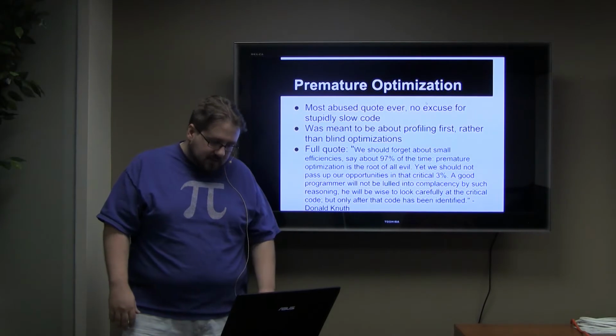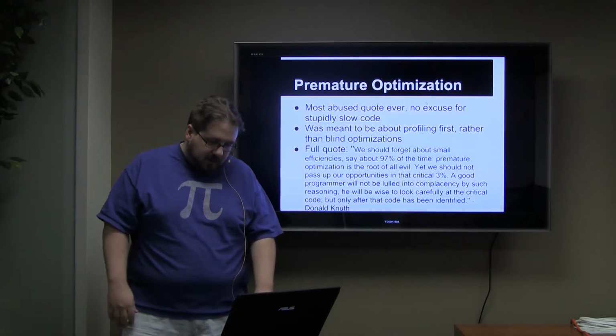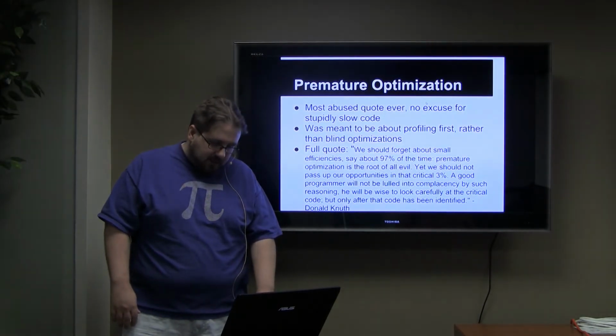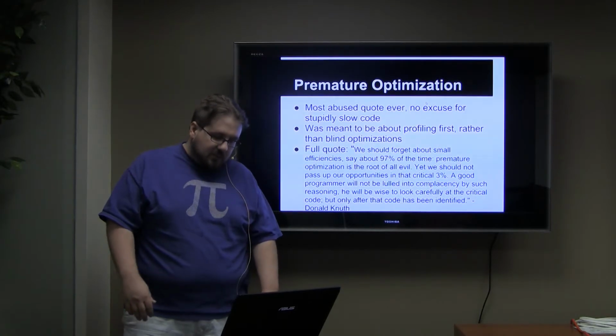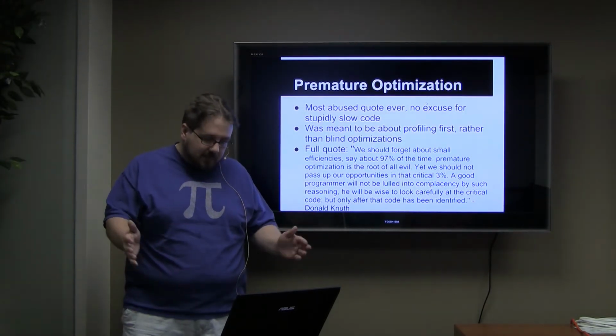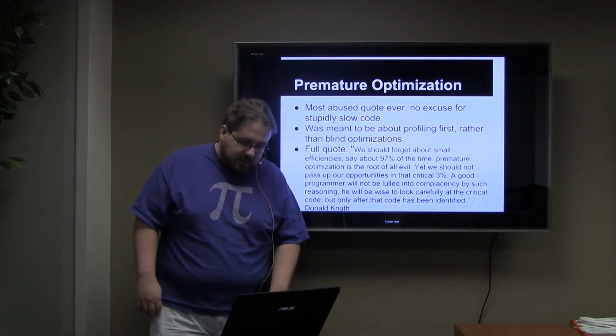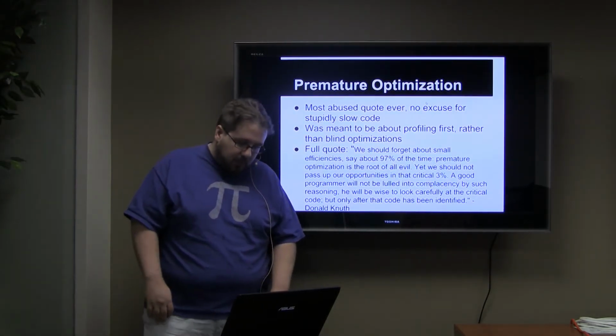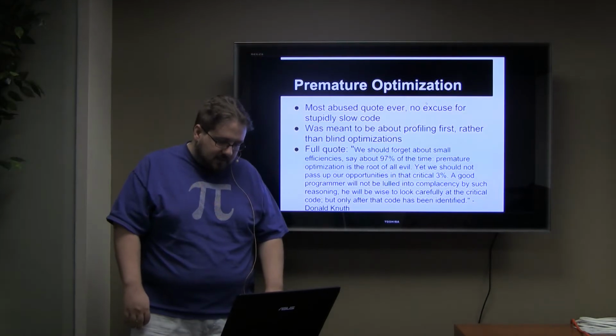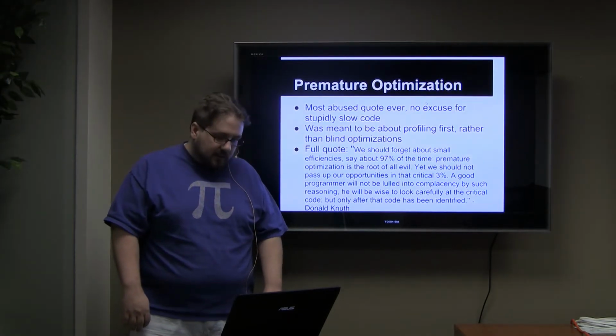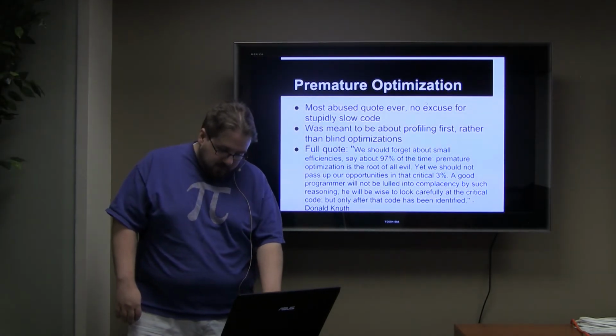So the full quote is actually, we should forget about small efficiencies, say about 97% of the time. Premature optimization is the root of all evil. That's usually all that people say, that little part. Yet we should not pass up our opportunities in that critical 3%. A good programmer will not be lulled into complacency by such reasoning. He will be wise to look carefully at the critical code, but only after that code has been identified. So that's where profiling comes in.